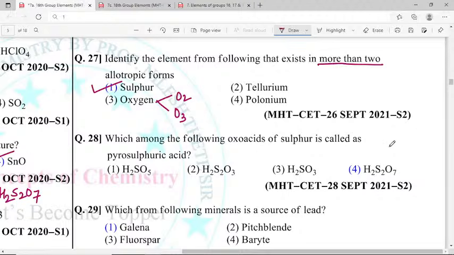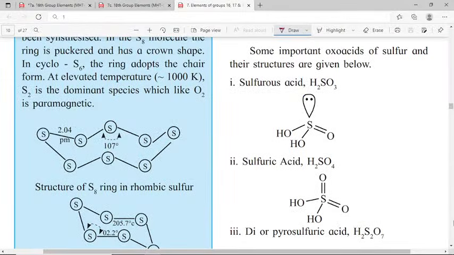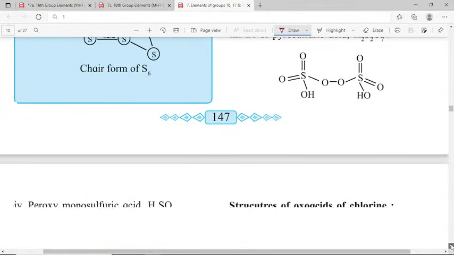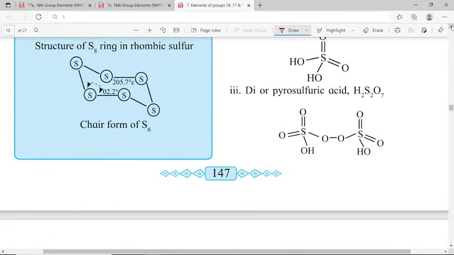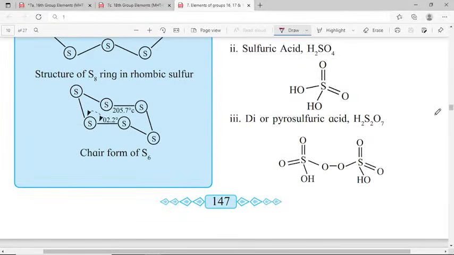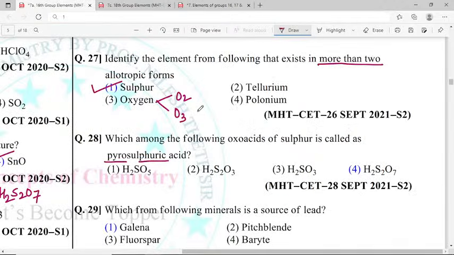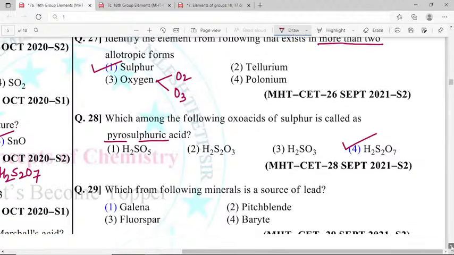Which among the following oxoacids of sulfur is called pyrosulfuric acid? Pyro stands for an oxygen single bond oxygen. H2S2O7, pyrosulfuric acid.